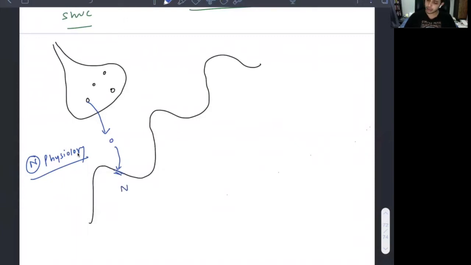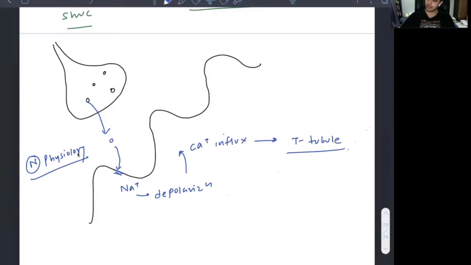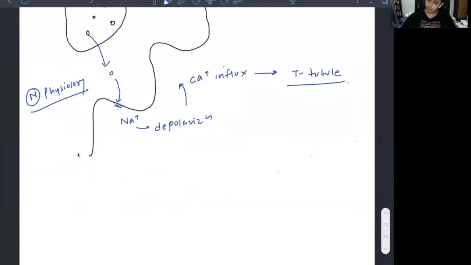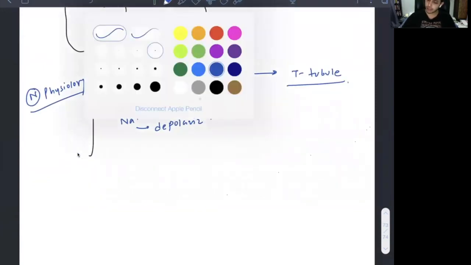It will cause sodium influx. It will cause depolarization. This will lead to calcium influx. Your calcium ions will enter into the T tubules. Now, your muscle structure is something like this.